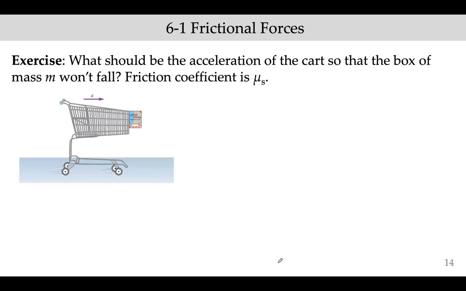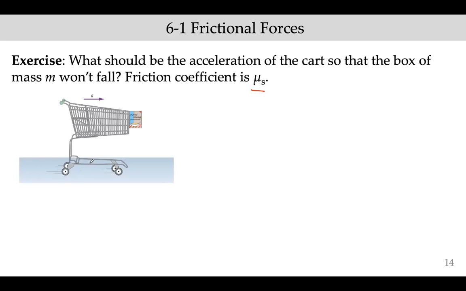Okay, now here we have another interesting question. The question is, what should be the acceleration of the cart so that the box of mass won't fall? It's not a numerical problem, we are going to use variables. So the friction coefficient is mu s.